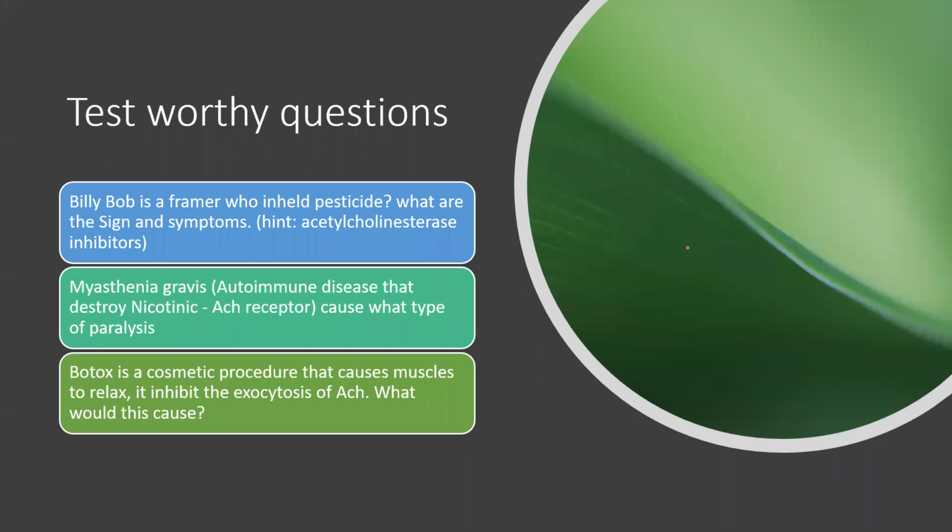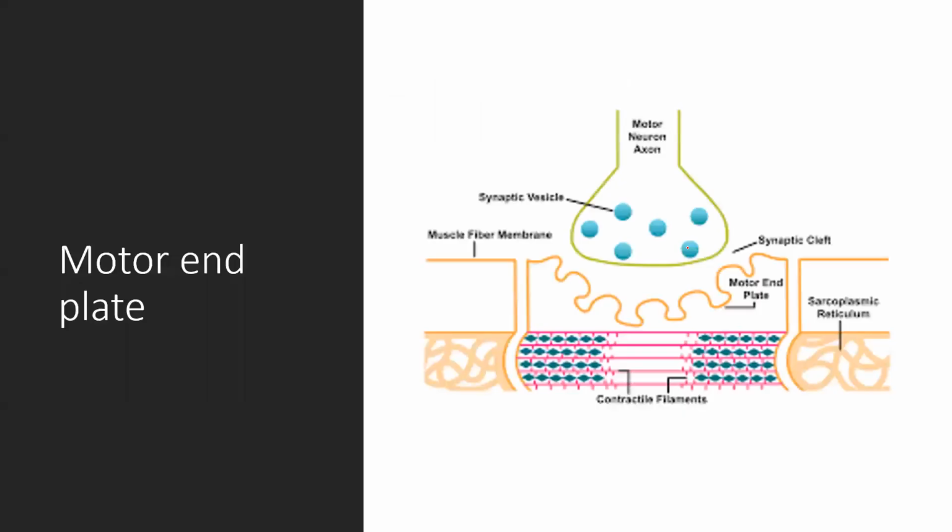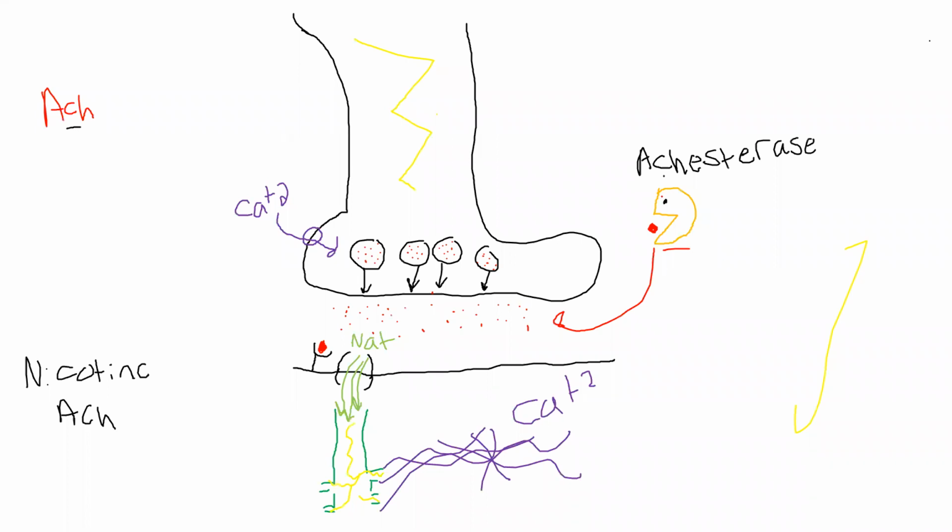So Billy Bob is a farmer who inhaled pesticide. So what are the signs and symptoms of this? And a hint, pesticides are mainly an acetylcholinesterase inhibitor. So if Pac-Man is dead, he can't do his job anymore, acetylcholine is going to constantly keep binding over and over again to these receptors. It's going to cause muscle contraction. There is no relaxation. That's complete tetanus. That's bad.